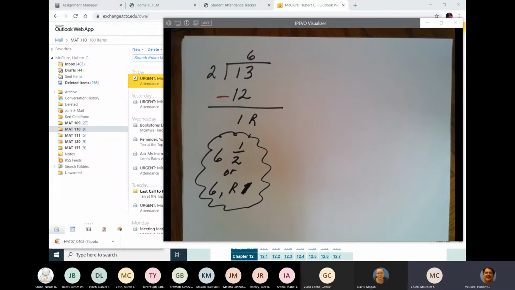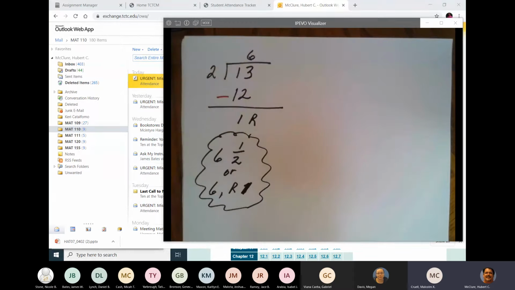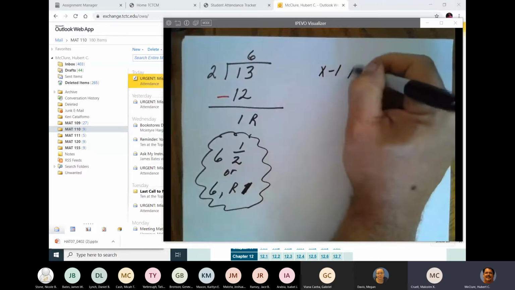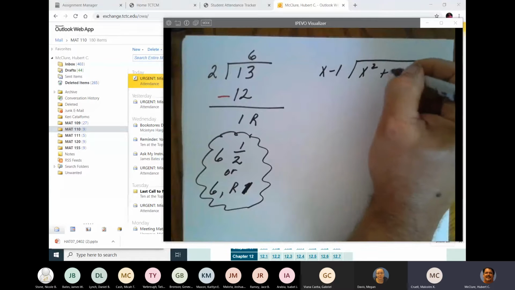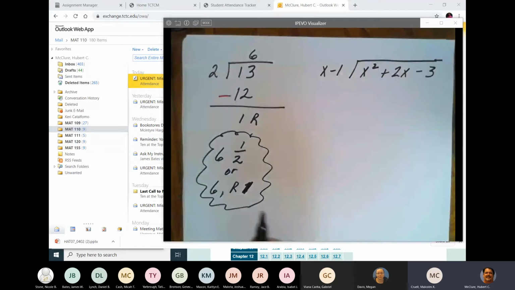Okay, so I want everybody to acknowledge that you know how to do long division, because everybody should know how to do long division. The procedure is the same. So if I give you x minus 1 will go into x squared plus 2x minus 3, I'm just making one up, then what do you need to do as far as procedure?